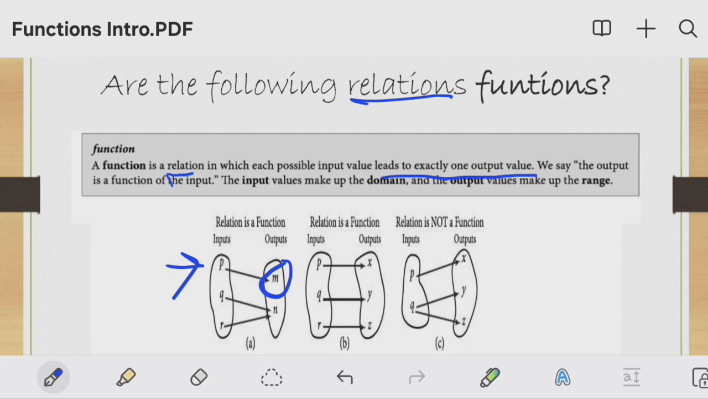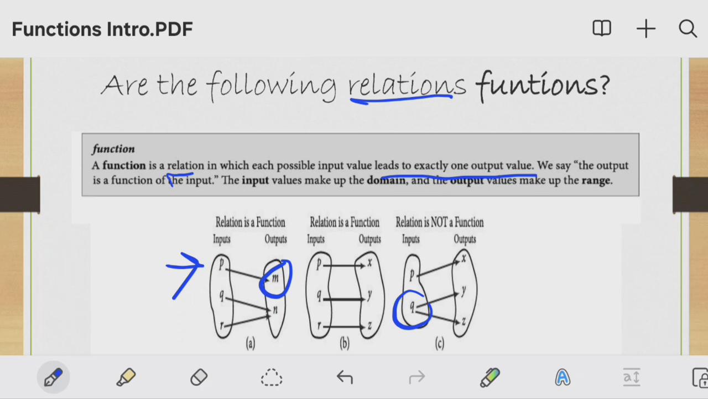Very interesting is letter C. They say, is this relation a function? Well, let's look at P. P gives us X, okay? That's fine. At least that input value led us to exactly one output value. Now there is Q becoming a little bit of a problem there. Q gives us Y, Q gives us Z. So Q does not give us exactly one output value. It gives us two output values here. So this is not a function. This relation is not a function.